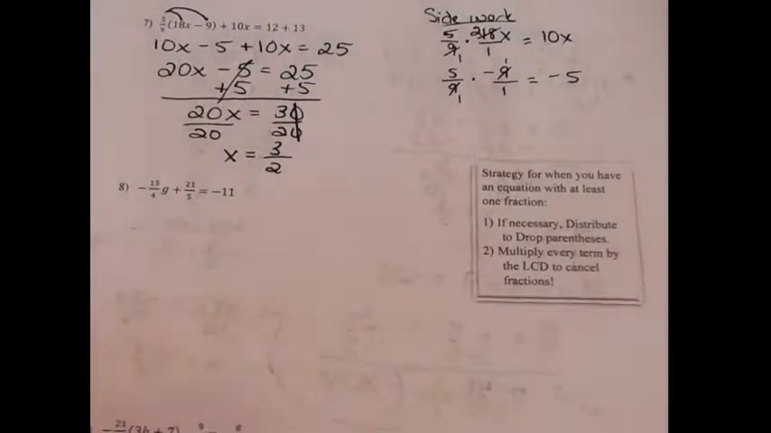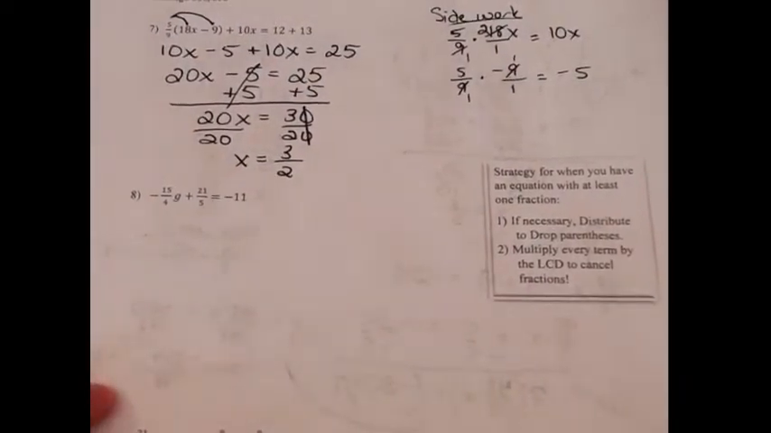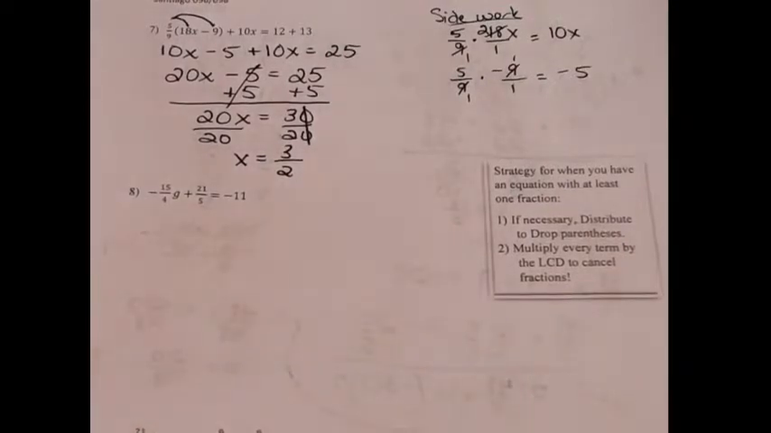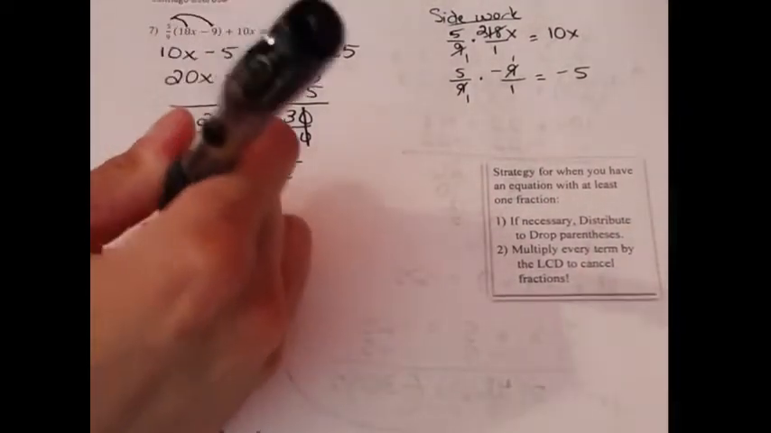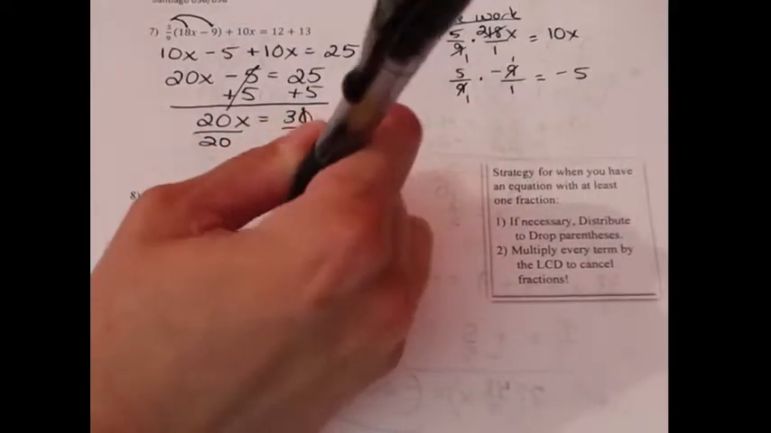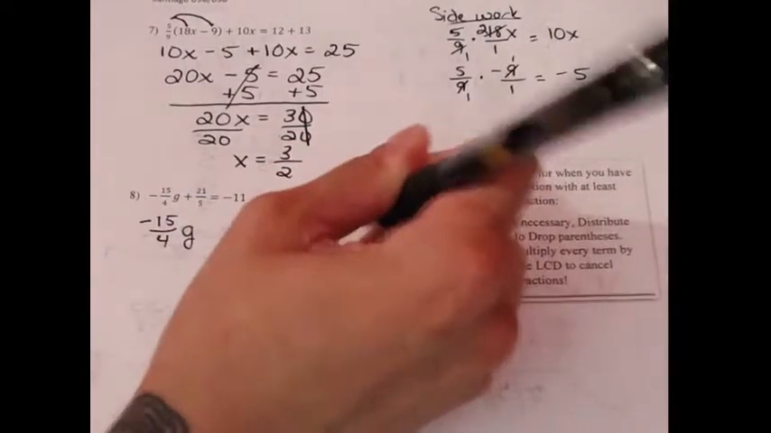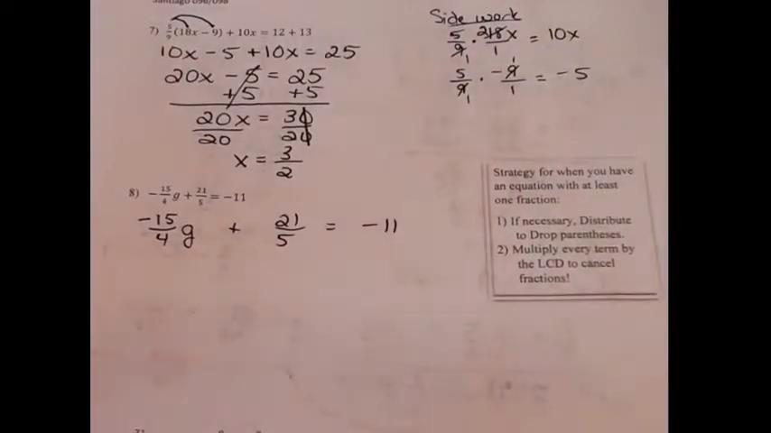We have negative 15 over 4g plus 21 over 5 is equal to negative 11. I personally feel that that's really cramped. It's just so cramped in that space. I'm going to rewrite it just to give myself some room. So negative 15 fourths g plus 21 fifths is equal to negative 11. I just spread out each of the terms. It makes it easier. I can see everything. It makes me happy. So notice here that I have 1, 2, 3 terms.